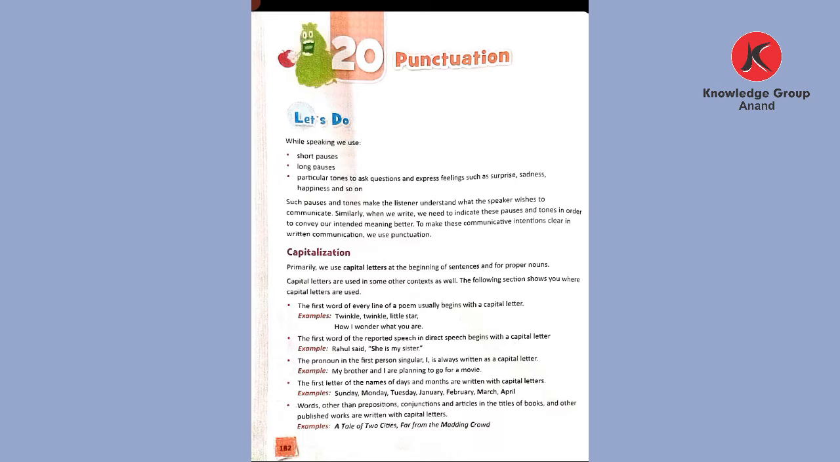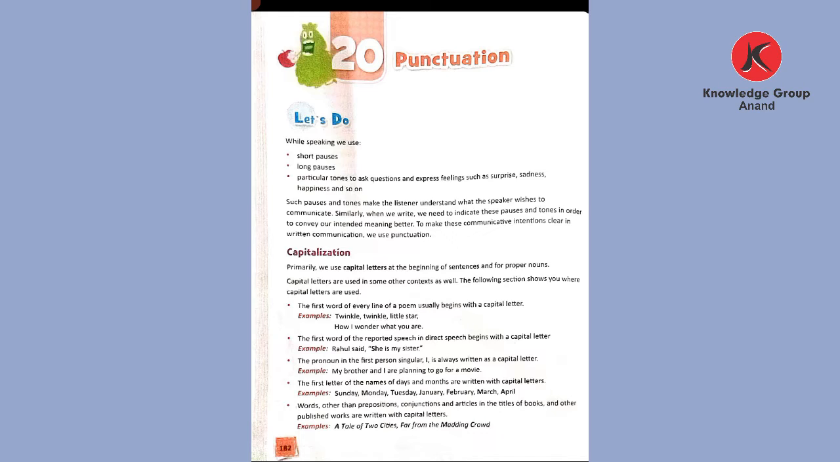While speaking, we use short pauses, long pauses, and particular tones to ask questions and express feelings such as surprise, sadness, happiness, and so on. So while speaking, punctuation is a must. In every standard you are learning punctuation. Full stop, question mark, comma, colon, semicolon, single inverted comma, double inverted comma, and so on are called punctuation marks. And while we read and write, we need to use punctuation.